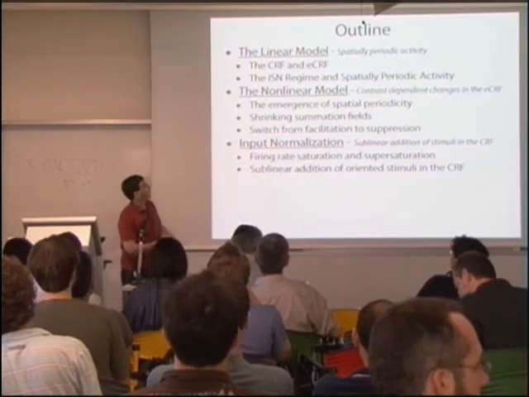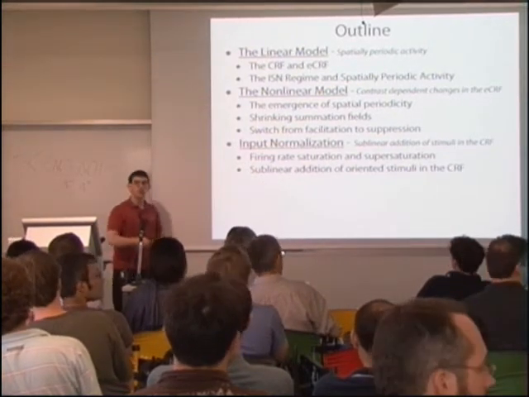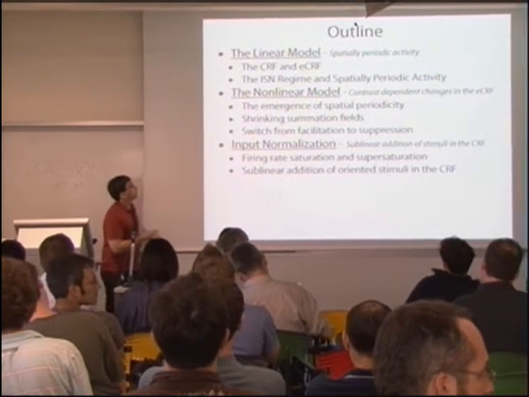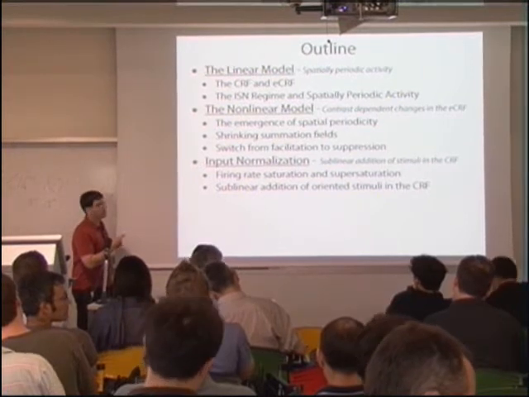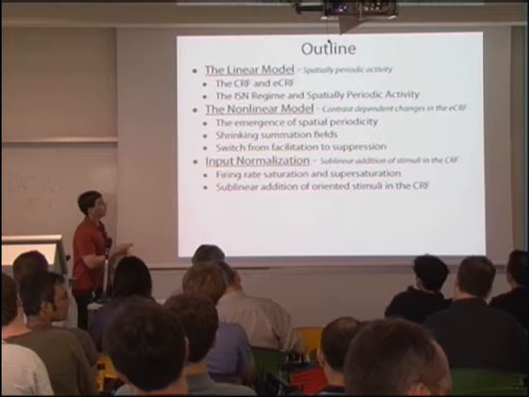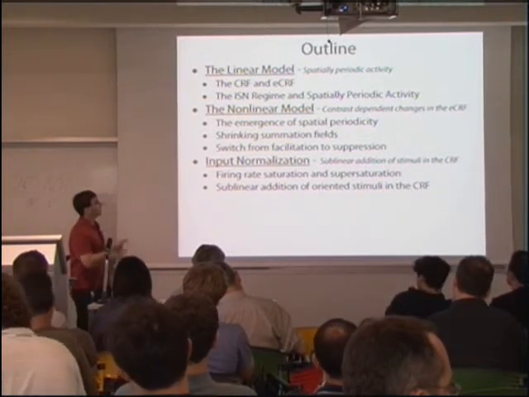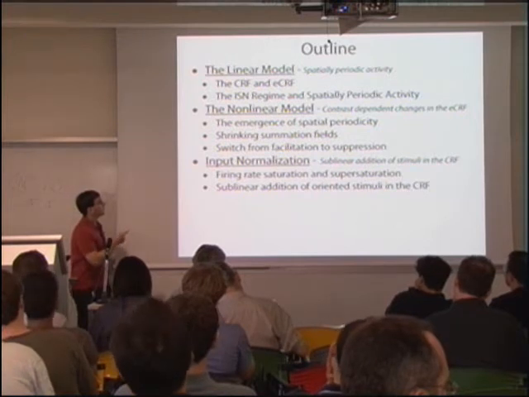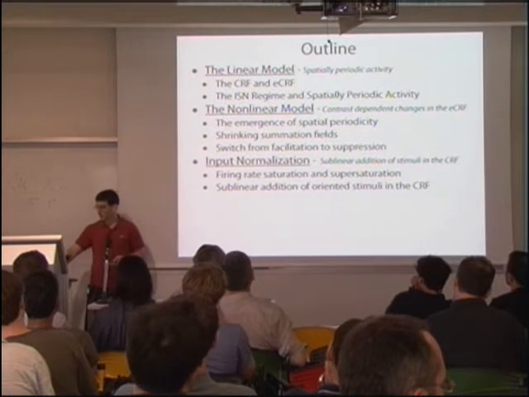So briefly, an outline. Ken talked about the classical receptive field and extra classical receptive field. That's the center and surround. So I'm going to be talking about, first, just looking with a linear model, how the inhibition-stabilized network, or ISN regime, can explain some interesting spatially periodic effects that people observe. And then from there, move on to two major chunks of work, working with nonlinear models and some of the cool things that we can do.